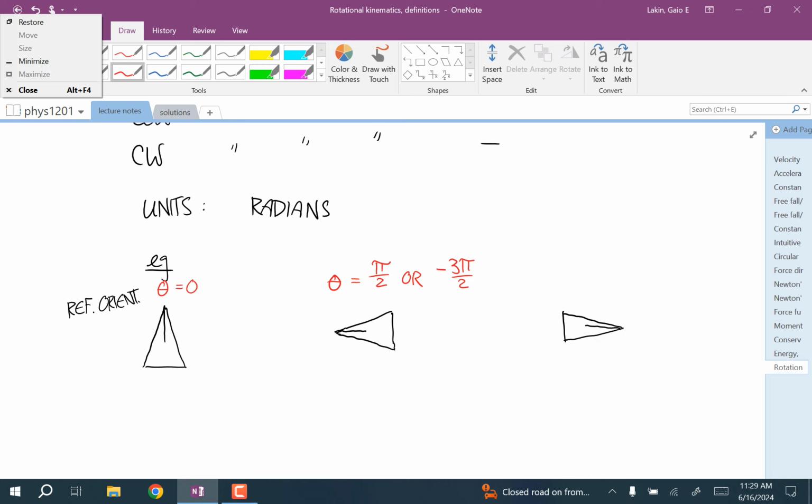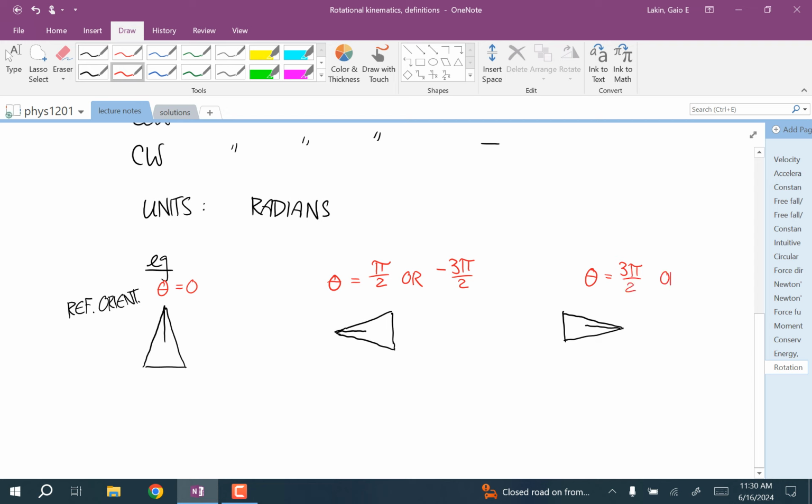So what about this one on the right? If we're going counterclockwise, positive, then this theta is positive 3 pi over 2. If we're going clockwise, we'd only have to rotate 90 degrees, so that's negative pi over 2. So that's the way that the angular position works.